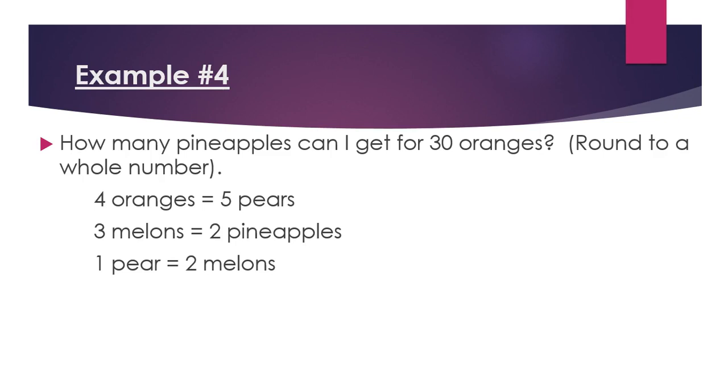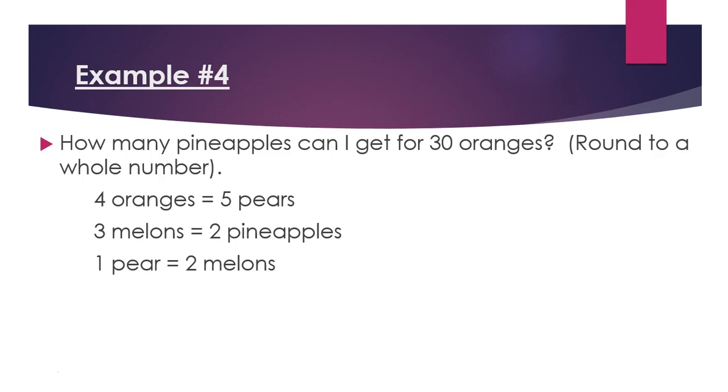So if I look here, I see that only one conversion factor has oranges in it. And it tells me that there's 4 oranges for every 5 pears. Now, there isn't a conversion factor that goes directly from oranges to pineapples, so I'm going to have to use more than one.